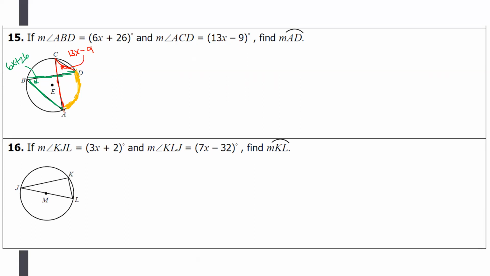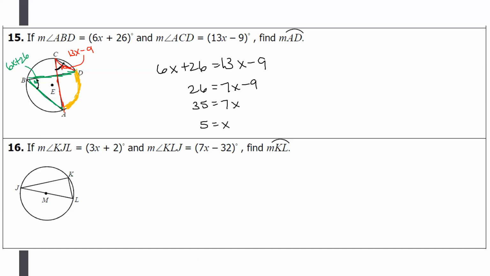So whatever arc AD is, we know that these two angles have to be congruent because they're intercepting the same arc. At the end, we're going to find the measure of arc AD, but let's first find x. Since these two angles have to be congruent, their expressions have to be equal. So now we can solve for x. We can subtract 6x from both sides, add a 9 to both sides, and divide both sides by 7.